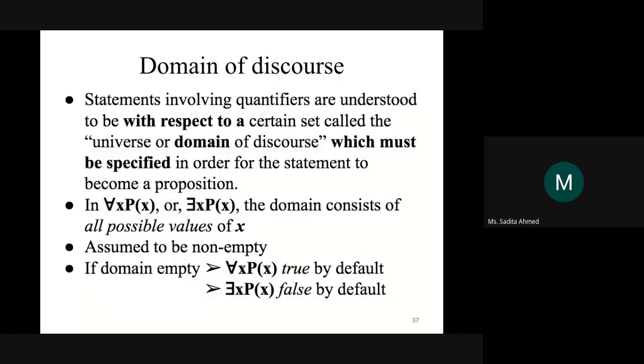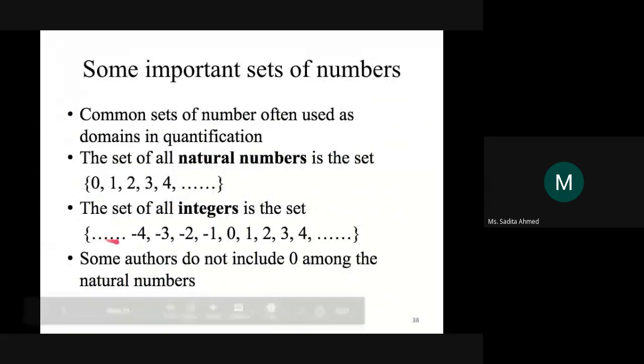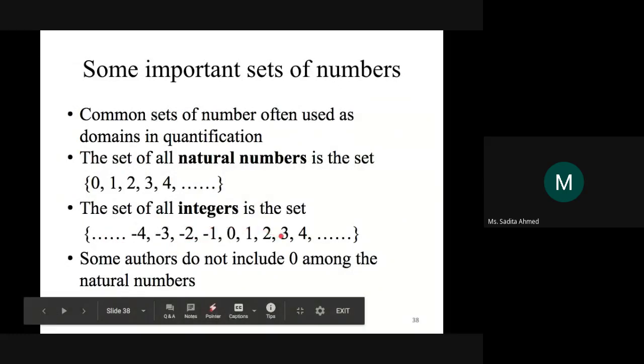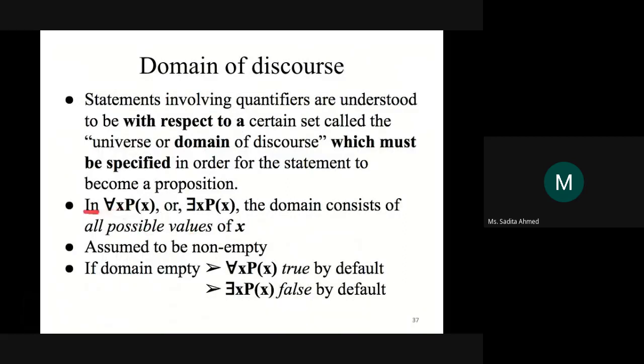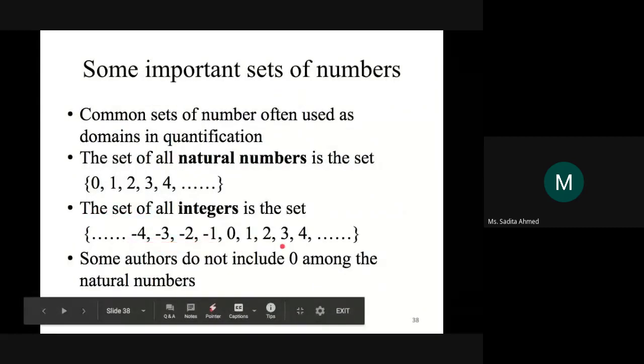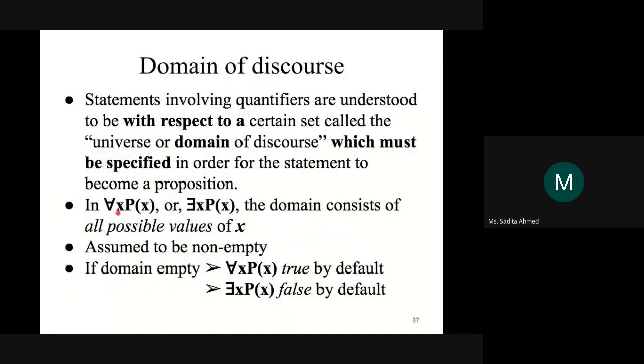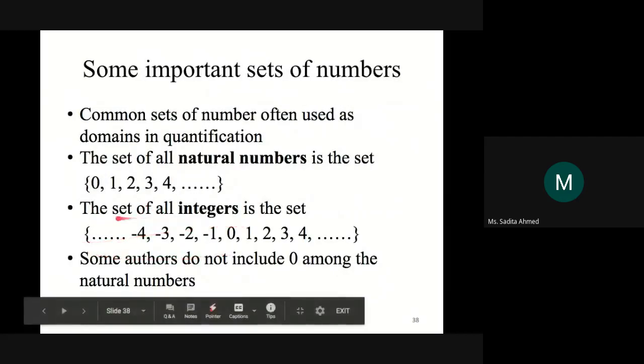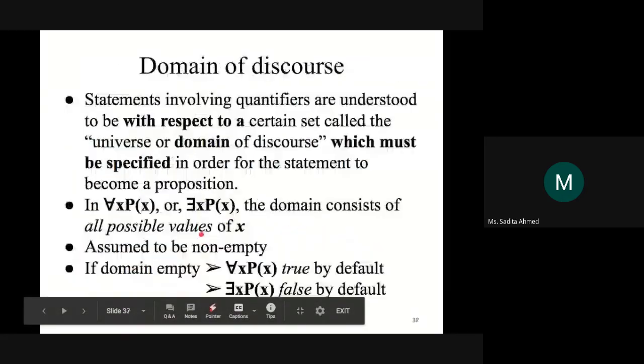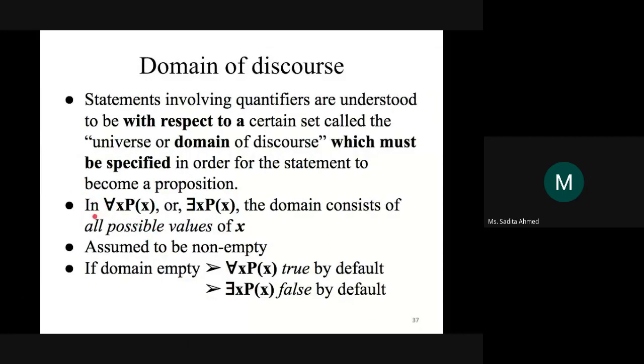All possible values of x come from a certain domain. Let's say, for example, the domain is the set of all integers. Then this universal quantification for the domain of all integers will be true only when the propositional function is true for all integers. All the allowed values of x come from the domain. Once you specify the domain, you can tell whether the quantification is true or not. You have to specify the propositional function, the domain, and a specific quantifier, either for all or existential.